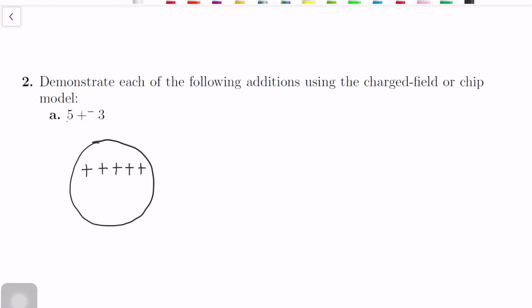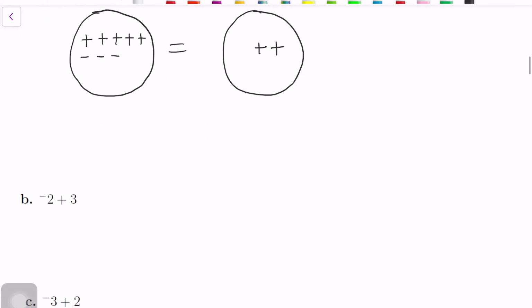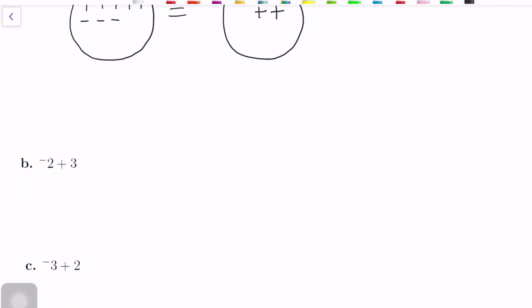And then I want to add to it negative 3, so that stands for 3 minuses, right? And then I see that the 3 minuses and 3 pluses will neutralize each other, will cancel out, so I'll be left with 2 pluses, right? So the positive 2 is the answer to that, right? Addition. What about negative 2 plus 3?